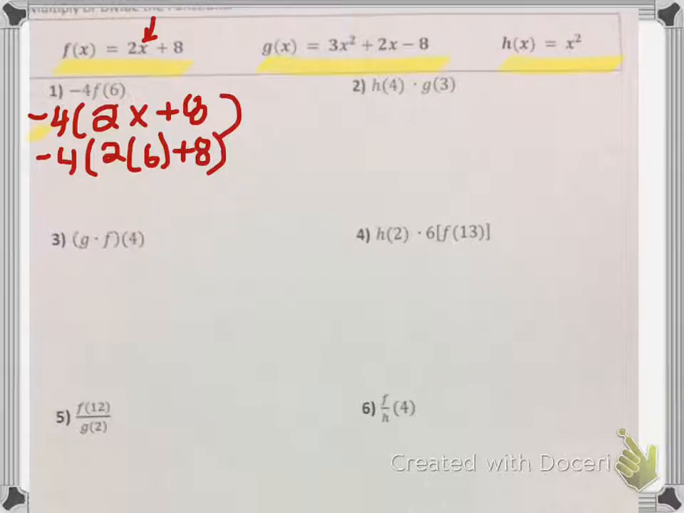So I'm actually multiplying those together. So inside here, that would be 12 plus 8. 12 plus 8 is 20. So I'd have -4 times 20, which is going to be -80 for my solution.